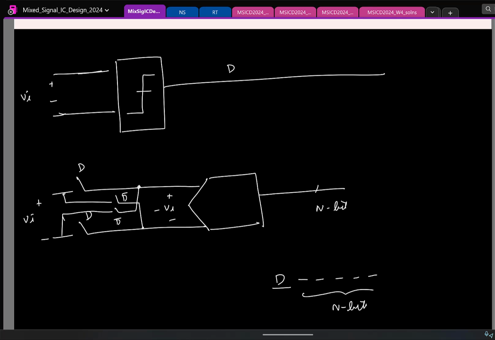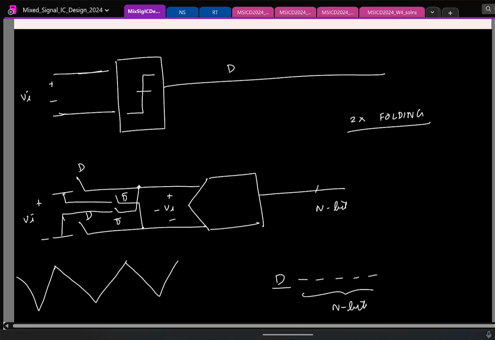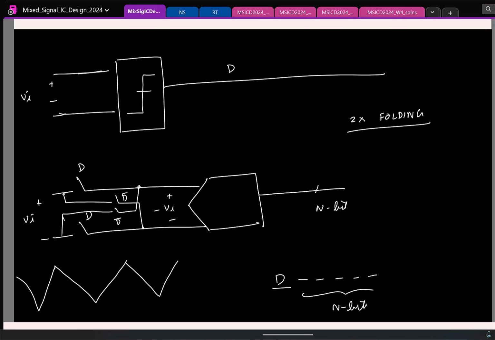Again, these are all relatively old techniques. This is what we call 2x folding. You can obviously extend to 4x, 8x and so on. In 2x we did this, for 4x you kind of do this and so on. And just like how we do interpolation in the time domain, you can also do folding in the time domain. You can think of all crazy ways. Anything and everything is possible, but I'll not go there. So I'll stop here.